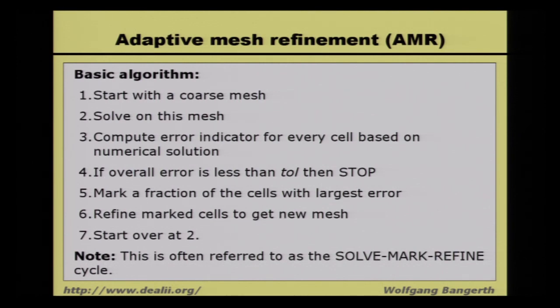And if you go to the literature, this whole process, this basic algorithm, is typically called solve, mark, refine cycle. And for reasons that I have never fully understood, everybody seems to be writing in capital letters. It might be a holdover from the time when everybody was programming in Fortran, where everything is written in capital letters, but this is how you typically find it in the literature.